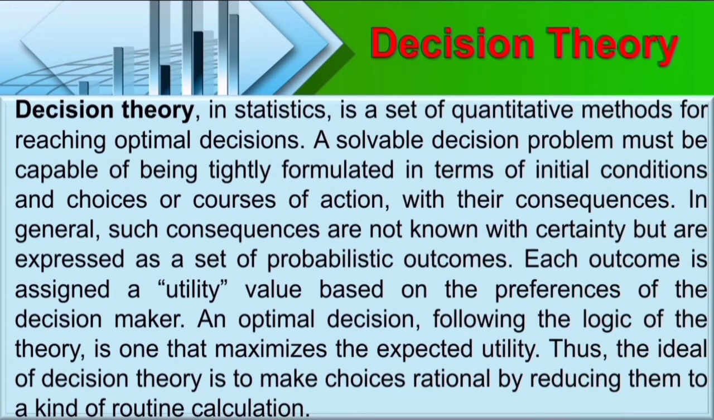Decision theory. Decision theory in statistics is a set of quantitative methods for reaching optimal decisions. A solvable decision problem must be capable of being tightly formulated in terms of initial conditions and choices or courses of action with their consequences. In general, such consequences are not known with certainty but are expressed as a set of probabilistic outcomes. Each outcome is assigned a utility value based on the preferences of the decision makers. An optimal decision following the logic of the theory is one that maximizes the expected utility. Thus, the ideal of decision theory is to make choices rational by reducing them to a kind of routine calculation.